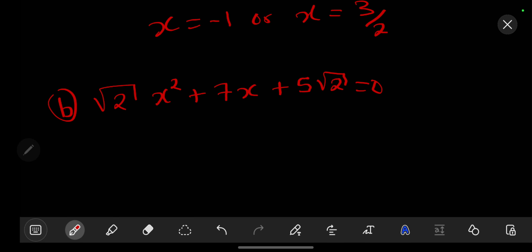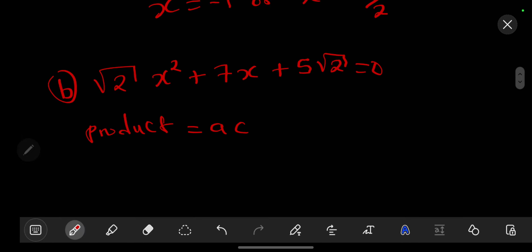So if you look at this equation now, we are now looking at the radicals. So we are going to factorize using the factorization method. In order for us to factorize, let's find our product. Remember, it is equal to AC. So it is not different. Whichever is connected with x squared, that's your A. Your C is the one without x.